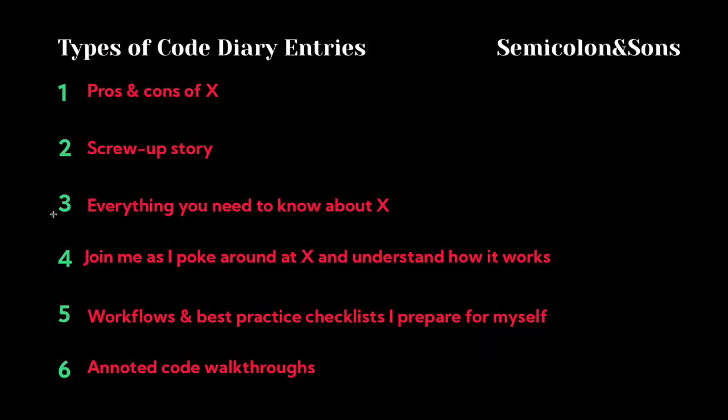The next category of entry, number 3, is everything you need to know about X. This is basically a brain dump of exploring the API of some sort of technology.